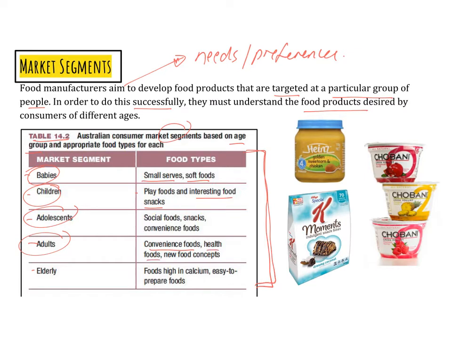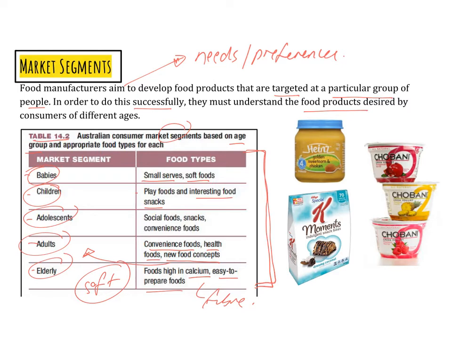Health foods, particularly for young adults who tend to be more health conscious, as well as new food concepts, because they do have more disposable income to spend on innovative or new foods that are released to the marketplace, like those new to world products. Finally, the elderly require quite nutritious foods, particularly foods that are high in calcium, as well as foods that are high in fibre, as well as foods that are quite easy to prepare. In addition, foods that are easy to chew, swallow and digest.